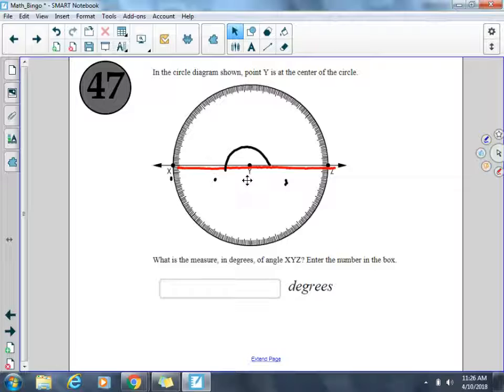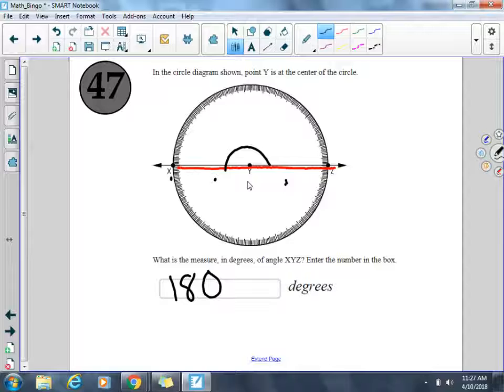So when I look at this angle, it really looks like half of a circle, or kind of looks like a protractor. And we know that half a circle or a protractor is 180 degrees. Okay, nice job. Let's move on to the next one.